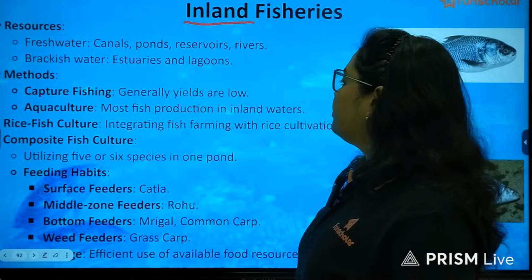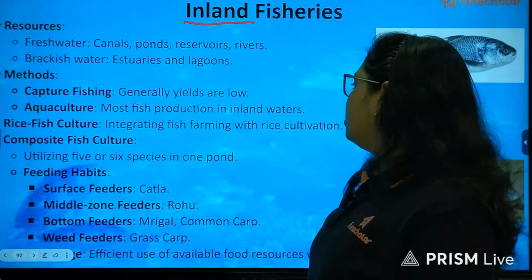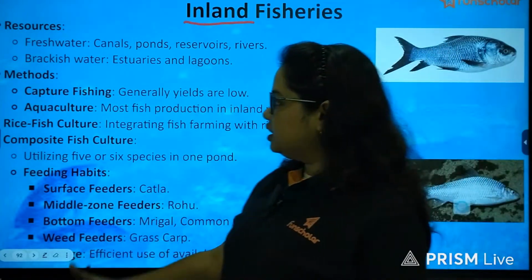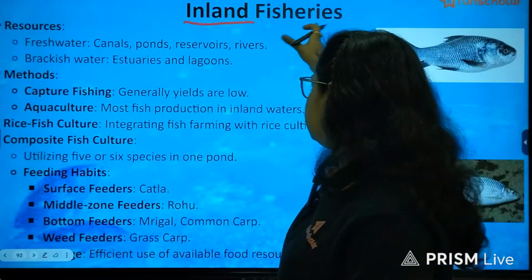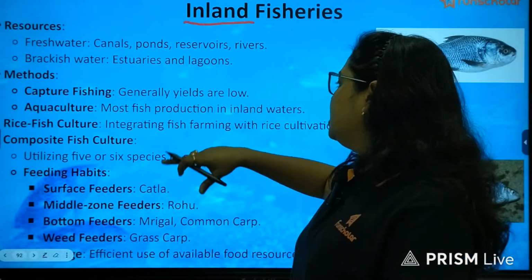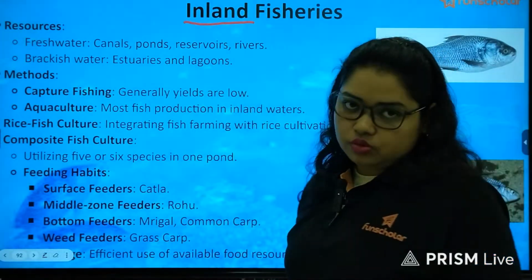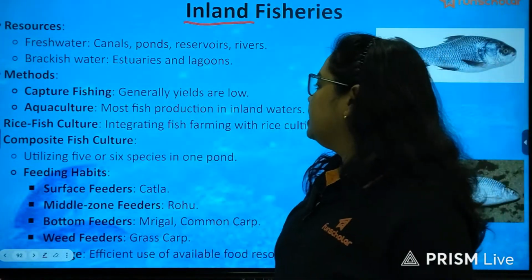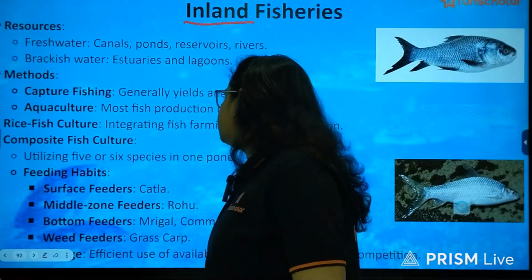The method here again is capture fishing. We can capture them from the inland sources we are now discussing, or if the yield is low, which is the current scenario, then we can go for aquaculture.